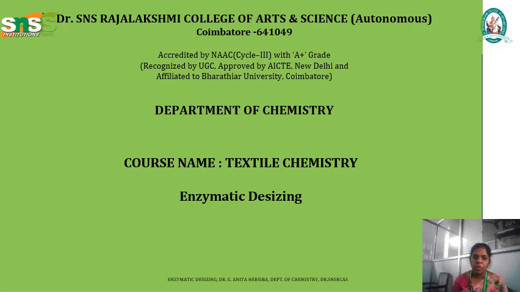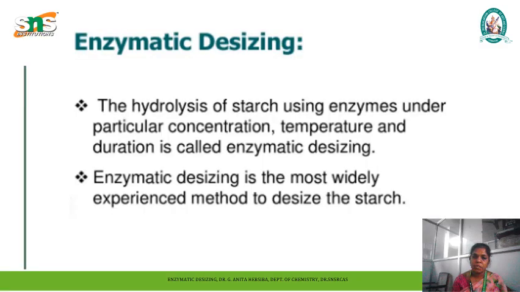In this video, we are going to discuss enzymatic desizing. We are very much familiar with the word desizing. It means the removal of size from the textile material, that is cotton. This desizing can be achieved in many ways: by rod steeping, by acid desizing, by caustic soda desizing, oxidative desizing, enzymatic desizing, plasma desizing, etc. This video will focus on enzymatic desizing.